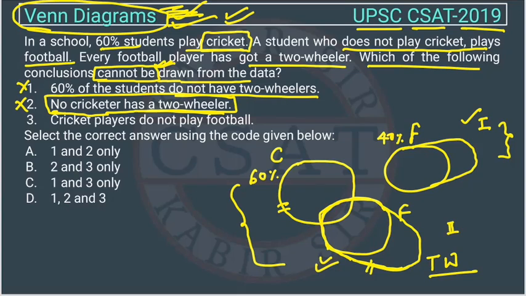Okay, now the third statement: cricket players do not play football. Like students who are playing cricket, they are not playing football. This information is also not given. So this could be the case where the Venn diagram of football will be different and it will not overlap, right? So we cannot say. So this is also wrong.